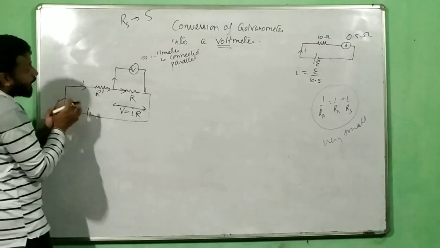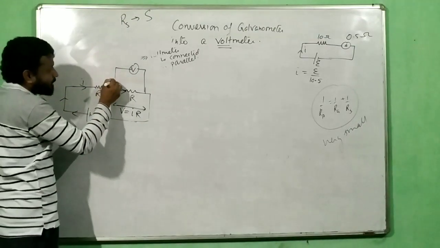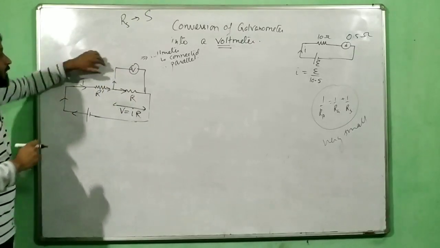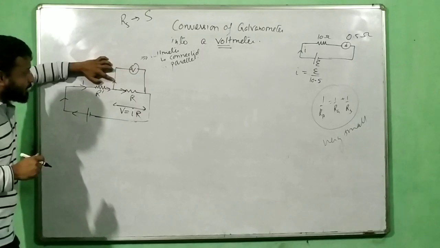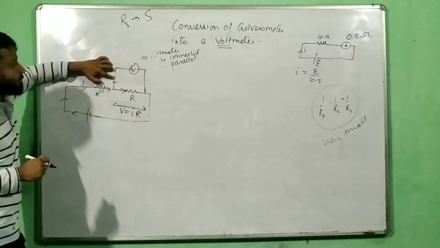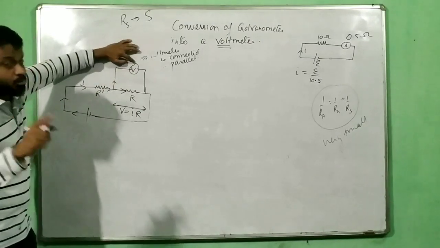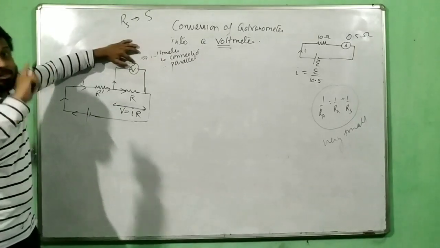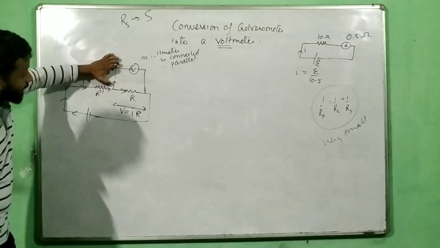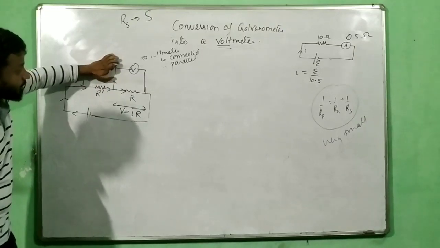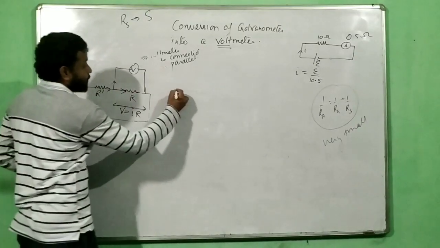So what I want is that this current should be as less as possible so that my accuracy is not lost. So in order to have this current as less as possible, I have to ensure that my voltmeter should have a very high resistance, because when the resistance on this segment is very high, then the current going in this direction will become very small. So what exactly is a voltmeter?